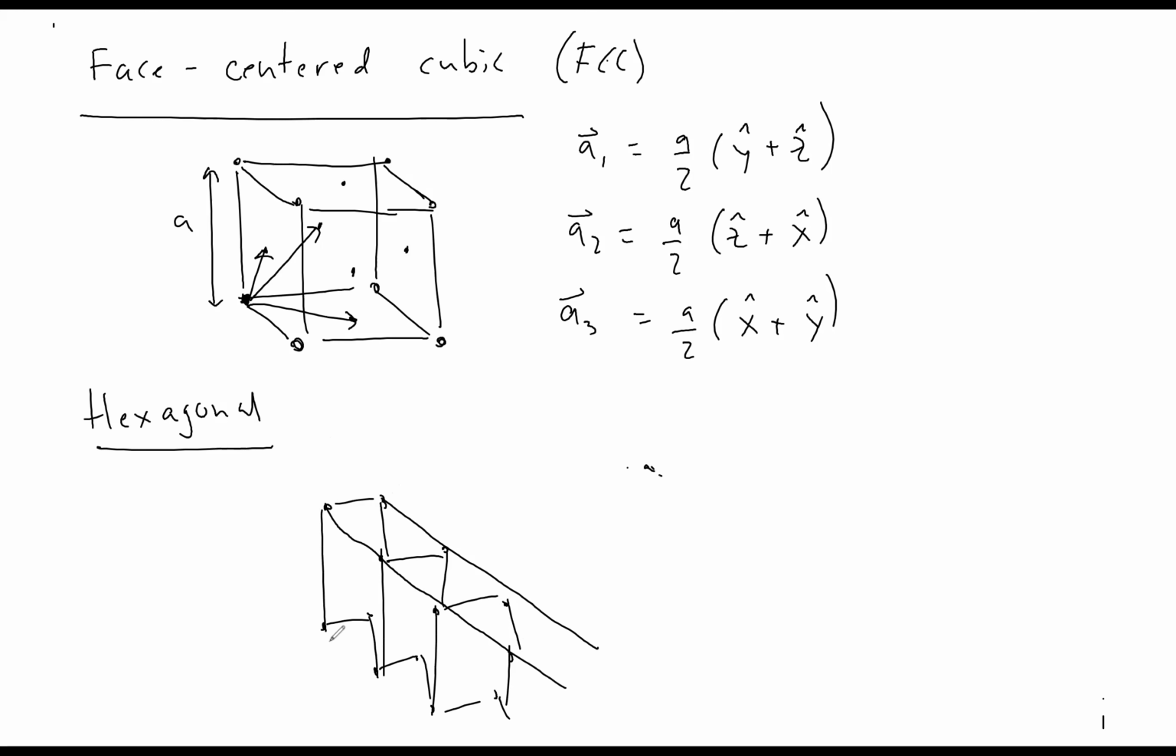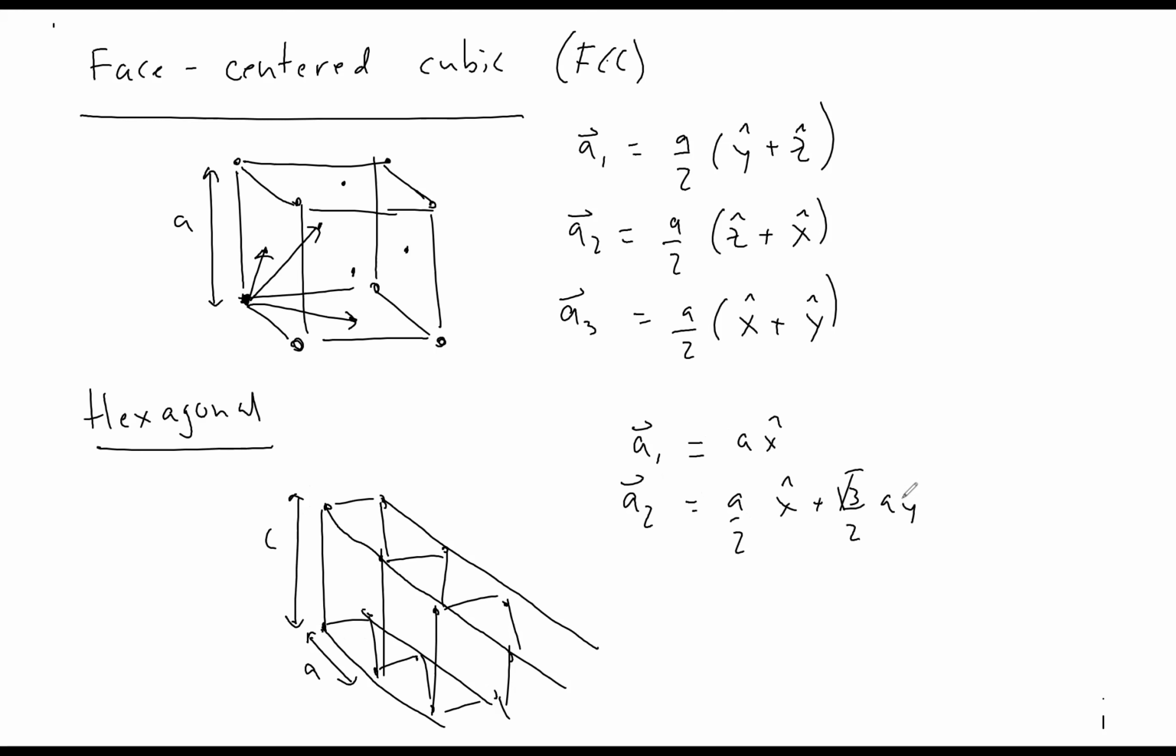So on and so forth. And if A is the distance from here to here, and if C is the distance from here to here, we might define primitive vectors in the following way. A1 is A x-hat, A2 is A over 2 x-hat plus root 3 over 2 A y-hat, and A3 is C z-hat.